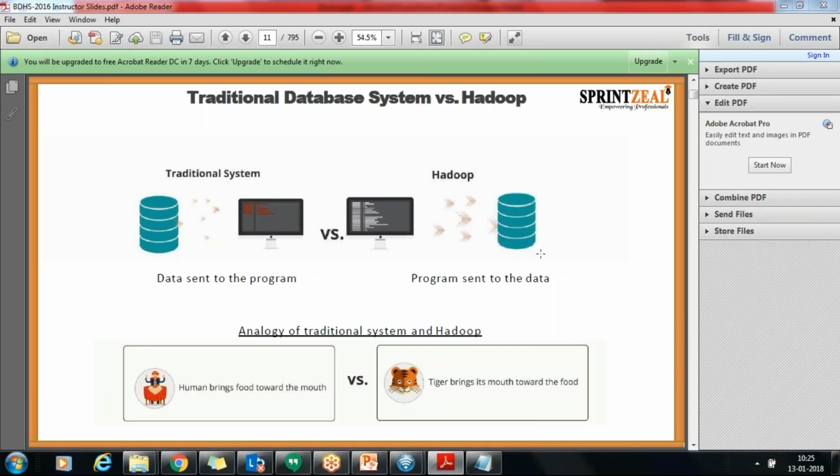So is this concept clear? Because that's a very fundamental difference between Hadoop and a traditional system.